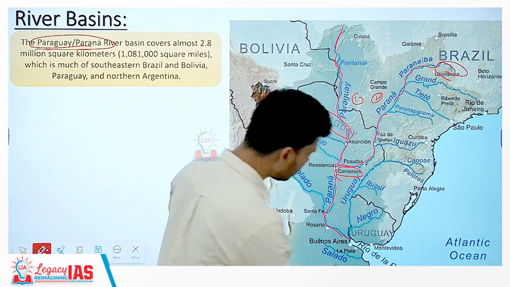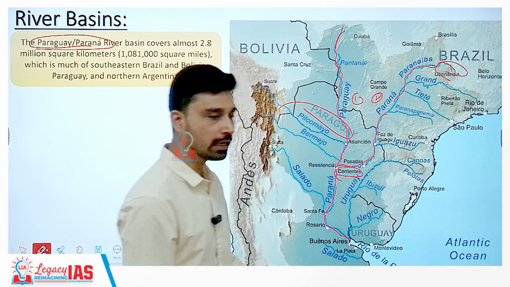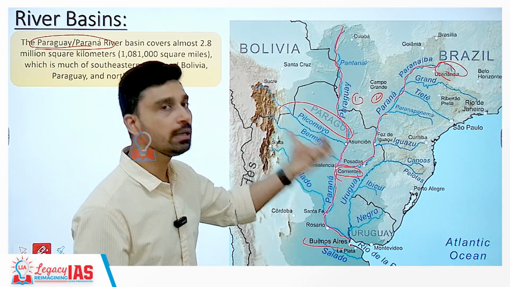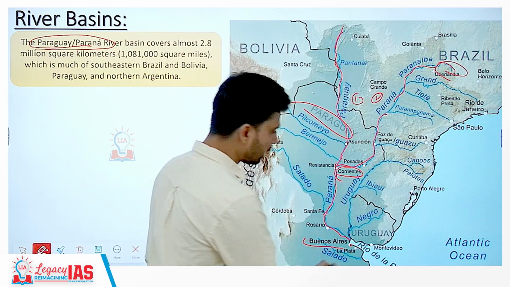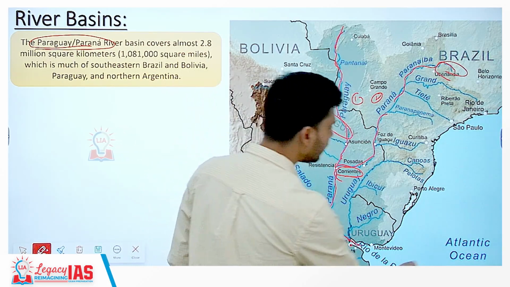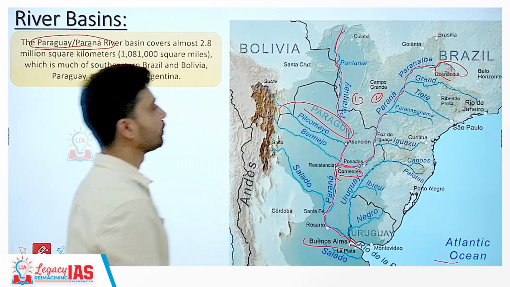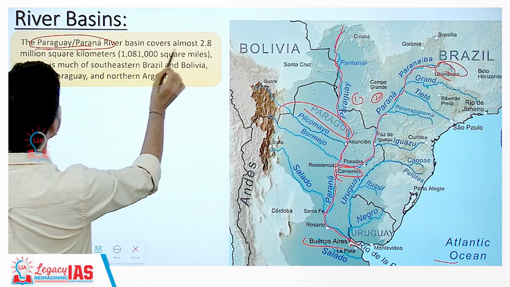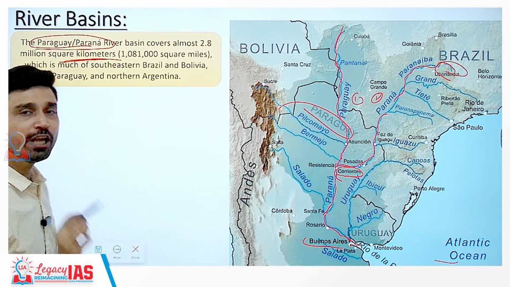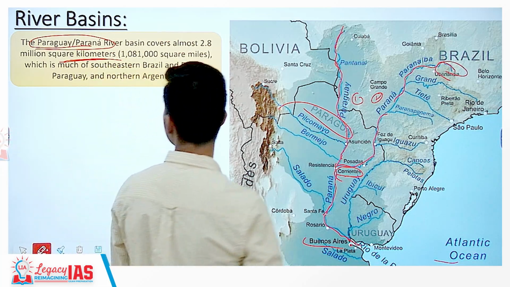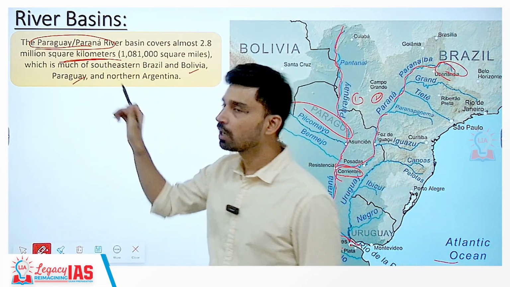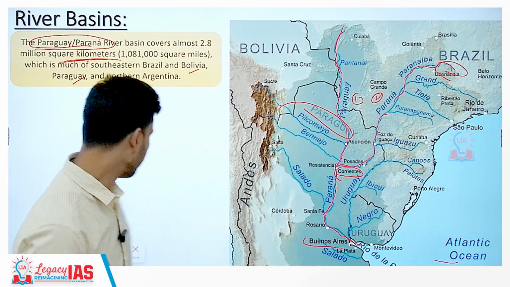Argentina. Actually, the capital city of Argentina, Buenos Aires, is situated near the mouth of the Paraguay or Parana river, and then it discharges into the Atlantic Ocean. So, this is the overall course of the Paraguay or Parana river. Overall, it covers again 2.8 million square kilometers of area, which is much of southeastern Brazil, Bolivia, Paraguay as well as northern Argentina.